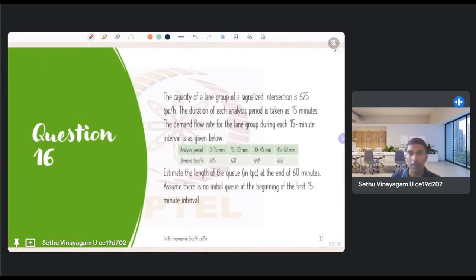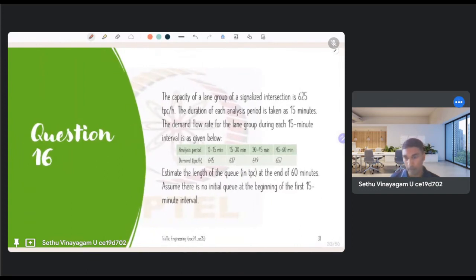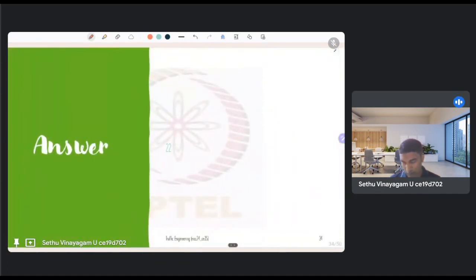Okay, so here we want to find the queue length. What we are given is the demand in each 15-minute period at a signalized intersection. So how do we do this? For each period, we want to calculate this value. Okay, let's go to the new page. So here we have 4 analysis periods: period 1, period 2, 3, and 4. And the duration of each period in hours is 1/4 of an hour, 0.25.